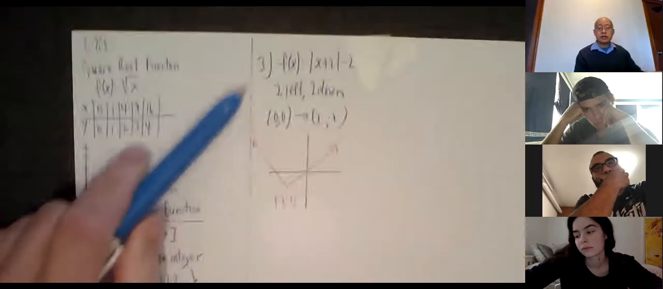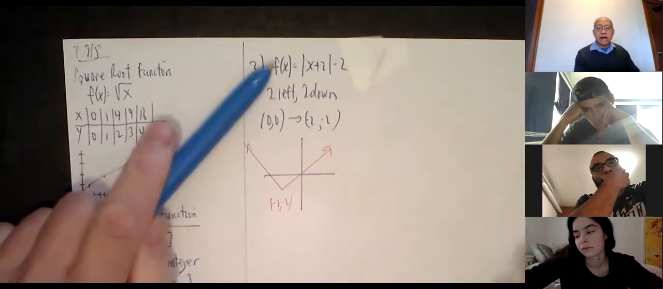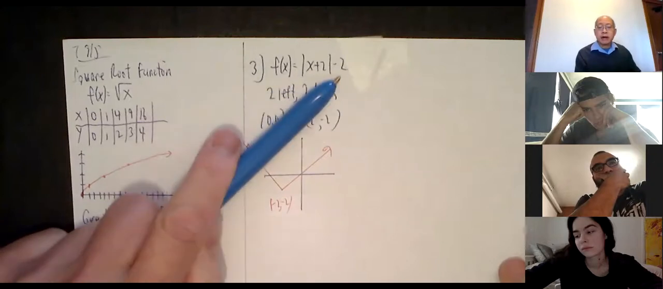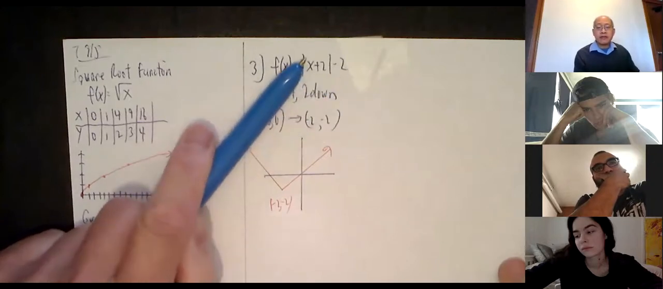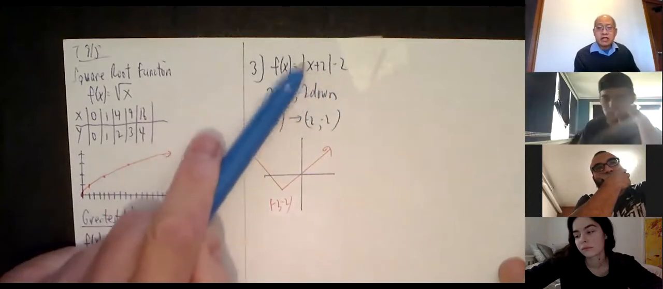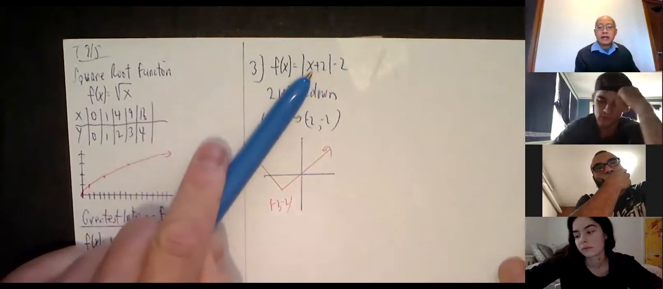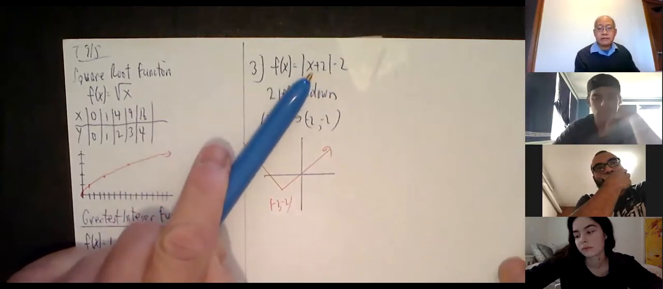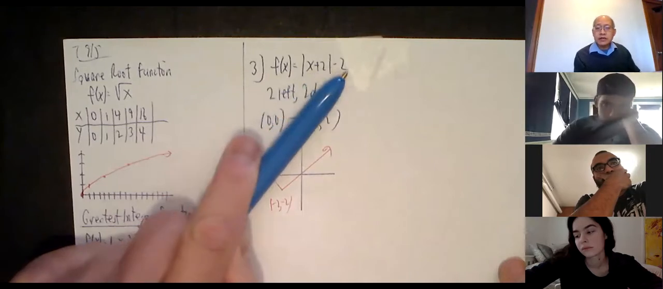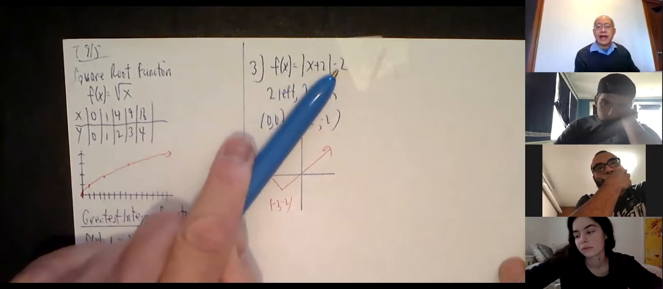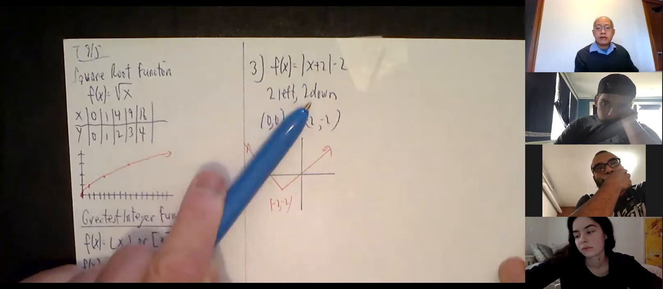And here's another one that I tried to show you. f(x) = |x + 2| - 2. So we have our standard absolute value function. Now, when it's like this, absolute value of x plus 2, that means shift 2 to the left. The minus 2 here outside means you shift 2 down. So you go 2 left, 2 down.